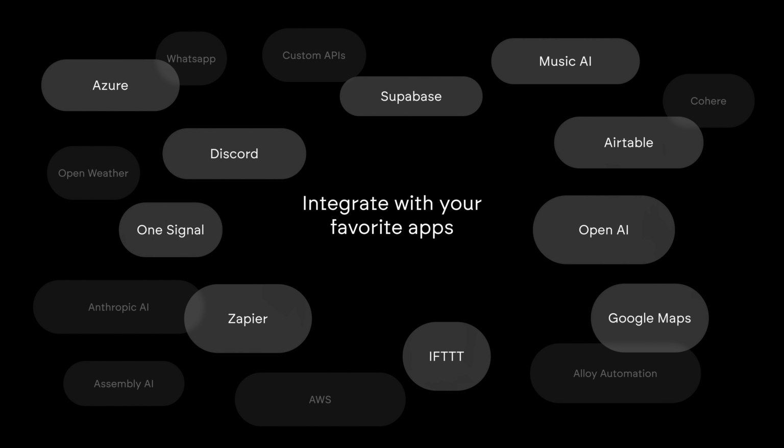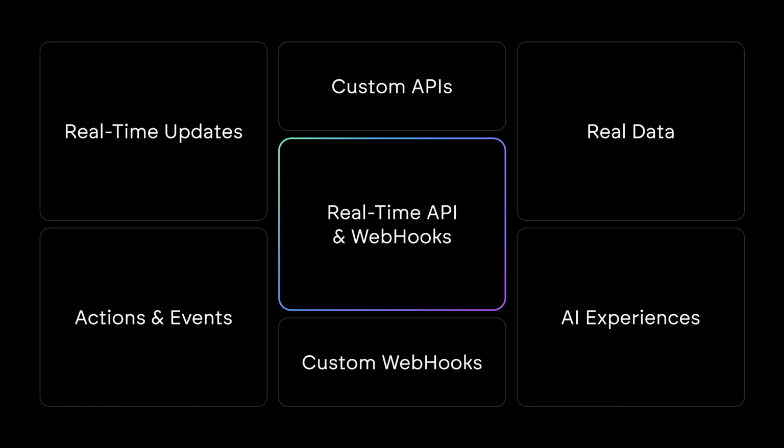You can connect all your favorite apps and build 3D experiences like never before. Integrating real data within your 3D scenes has never been easier. The new real-time API and webhooks open the door for a myriad of experiences that rely on live data and enable you to build content ready for production on the web, mobile, and spatial computing devices. All of this available today.